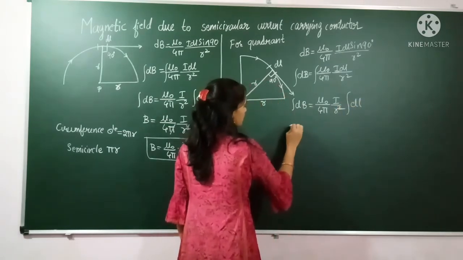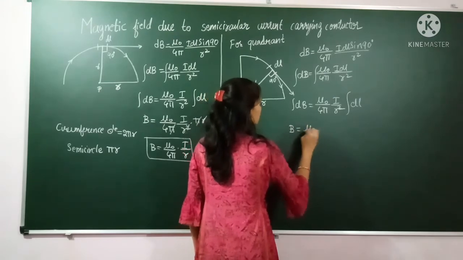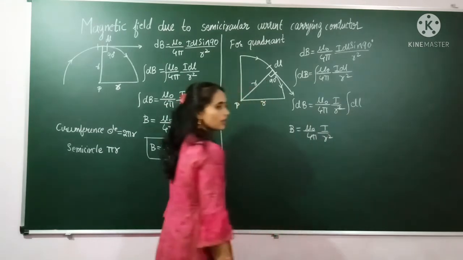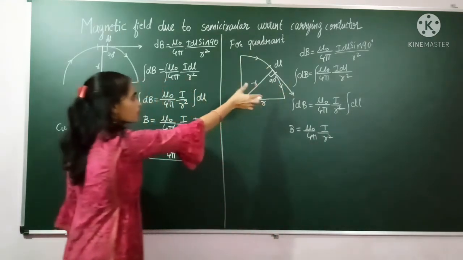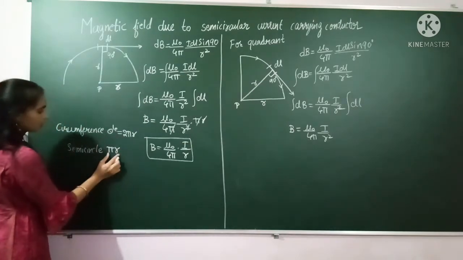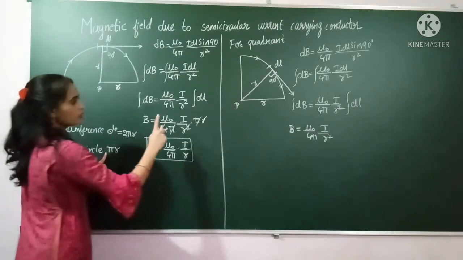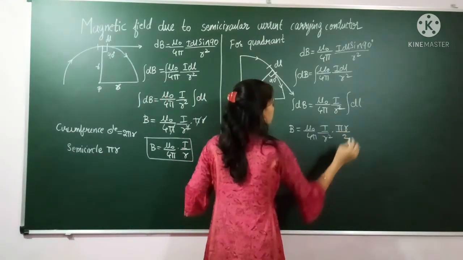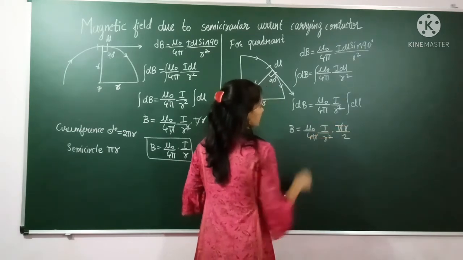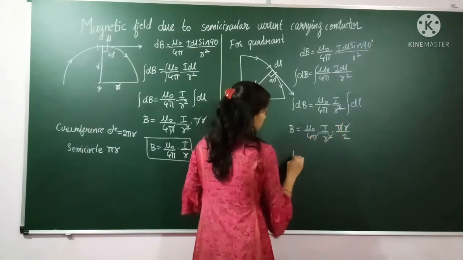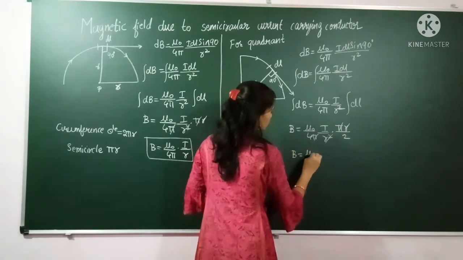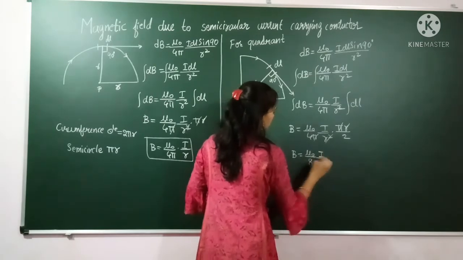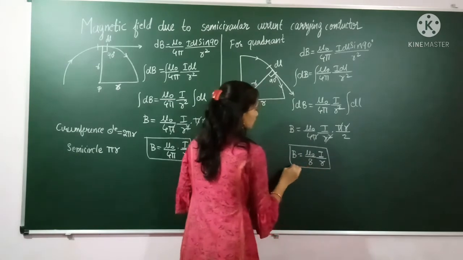So the integration of dB can be written as B is equal to mu naught divided by 4 pi, I divided by r square, integration of dl. This is a quadrant, which means half of the semicircle. The semicircle value we have taken as pi r, so half of this value will become pi r divided by 2. So here I will take pi r divided by 2. In this case one pi is cancelled and one r is cancelled, so this equation is written as B is equal to mu naught divided by 4 into 2, which is 8, I divided by r. This is the magnetic field for the quadrant.